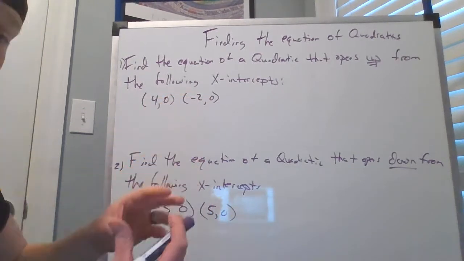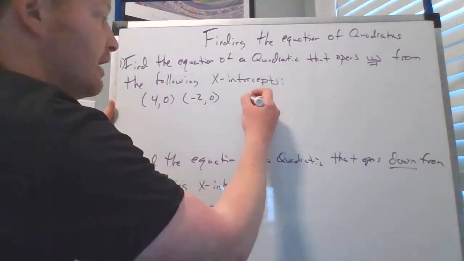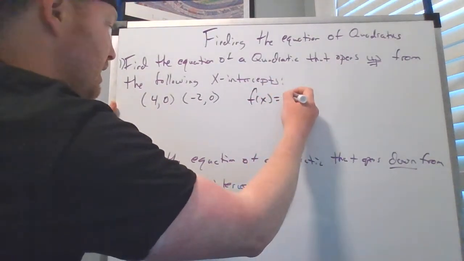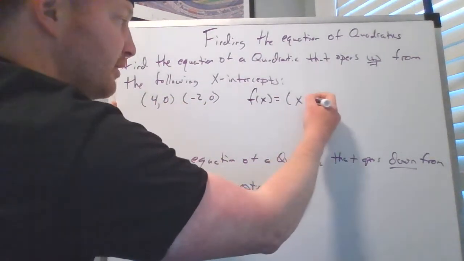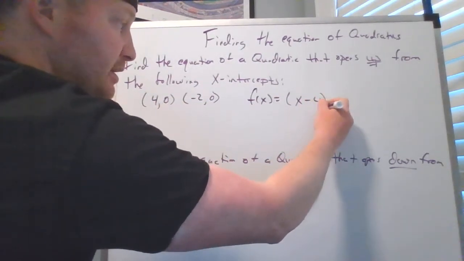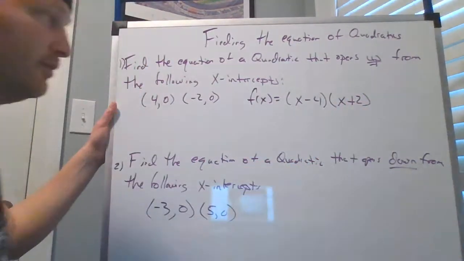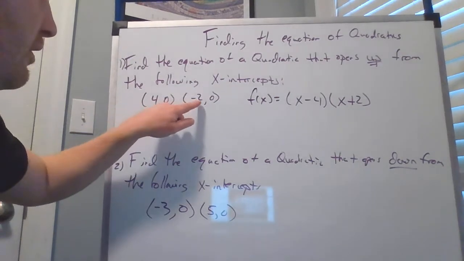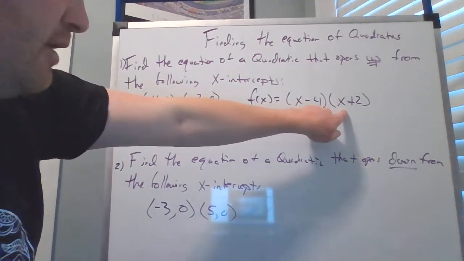So because it opens up and we know the x-intercepts, we know the solutions, right? So now this would just look like this. f of x equals (x minus 4)(x plus 2). This is a solution, so the opposite goes in here. Because we know that 4 is a solution, we also know that negative 2 is a solution. What makes this 0? 4. What makes this 0? Negative 2.